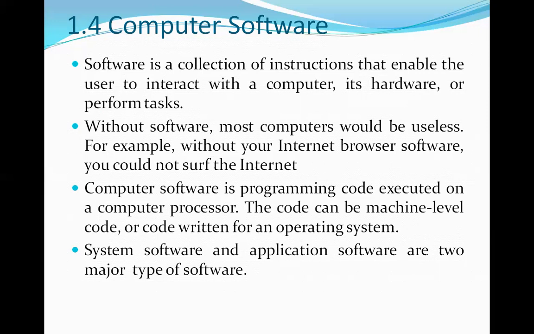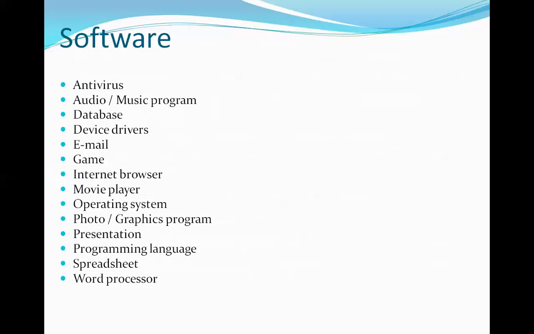Computer software is programming code executed on a computer processor. The code can be machine level code or code written for an operating system. System software and application software are two major types of software. Computer software examples include operating systems, which allow for easy use of a computer's processing power, as well as applications like Notepad and Firefox.